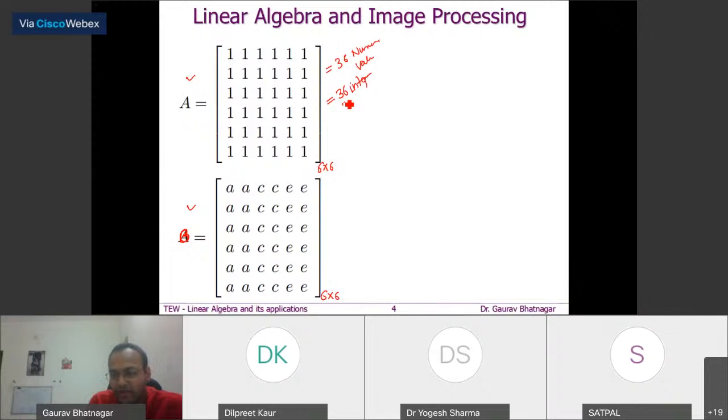Whoever wants to reply, please unmute yourself and respond to my query. The objective is that I don't want to store the 36 values. I just want to store some number of values which is far less than 36. And this concept is called compression. When you find the redundancy in your data and remove it, whatever the essential components are, you store those. So anyone?